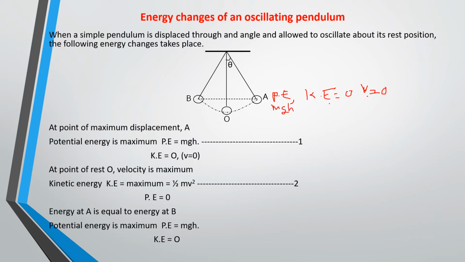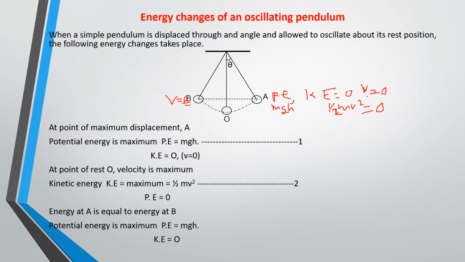Kinetic energy here, half mv squared, equals what? 0. Okay, so please take note of this. Now, the same thing that happens at point A is what also happens at point B. Energy at point B is equal to potential energy. Kinetic energy is equal to 0, because at that point, velocity is equal to 0. I hope you take note of that.